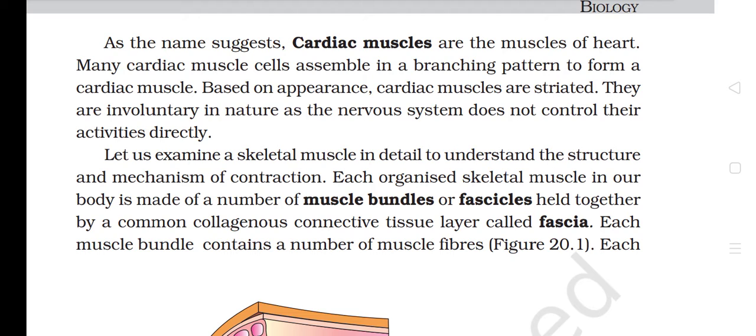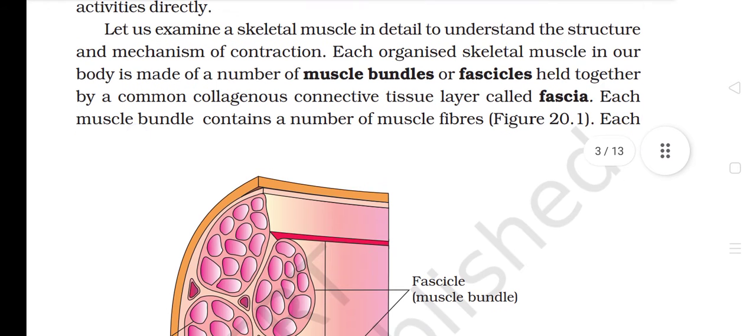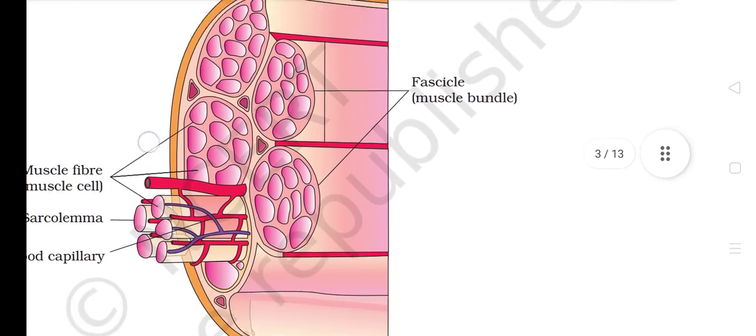Let us examine a skeletal muscle in detail to understand the structure and mechanism of contraction. Each organized skeletal muscle in our body is made of a number of muscle bundles or fascicles held together by a common collagenous connective tissue layer called fascia. Each muscle bundle contains a number of muscle fibers.